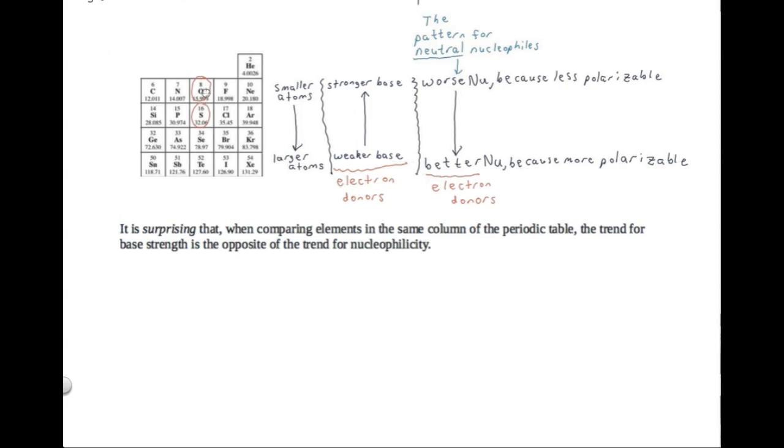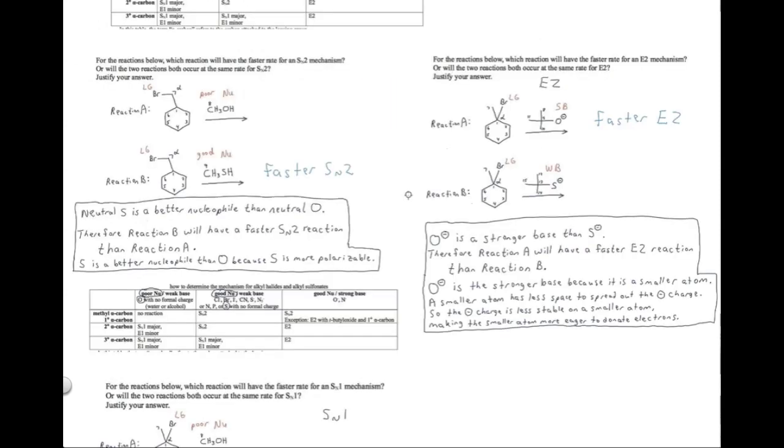Again, when comparing elements from the same column of the periodic table, the trend for base strength is the opposite of the trend for nucleophile ability for neutral nucleophiles, and you need to have that memorized. That way you can see why this sulfur compound is the better nucleophile than the oxygen compound, but the sulfur compound is the worse base than the oxygen compound.